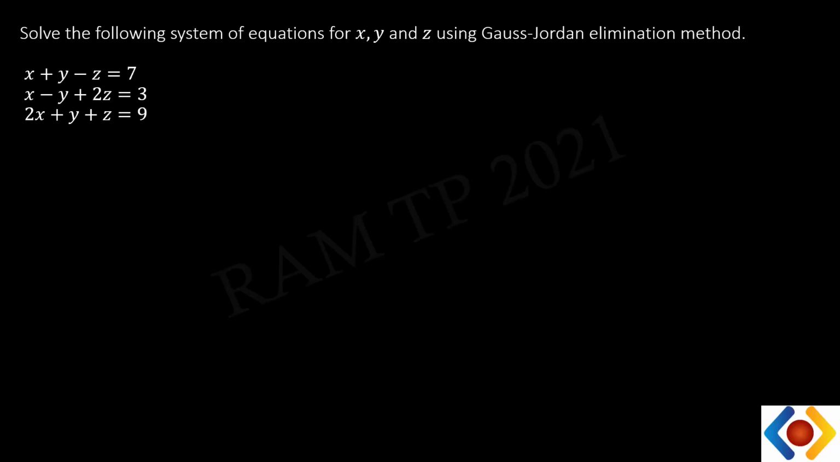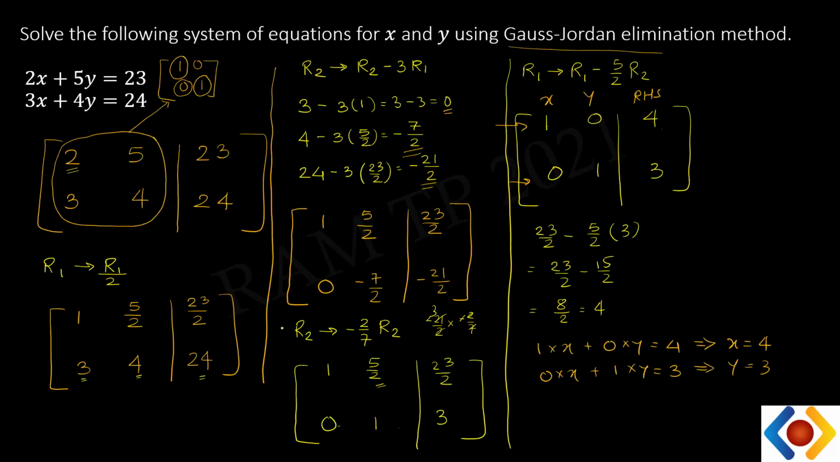Okay, so let's try to do this. We have to use the Gauss-Jordan elimination method, that matrix transformation. So the very first thing is the augmented matrix. Yes, Parul, do you have a question? Can you write it? Yeah, sure.